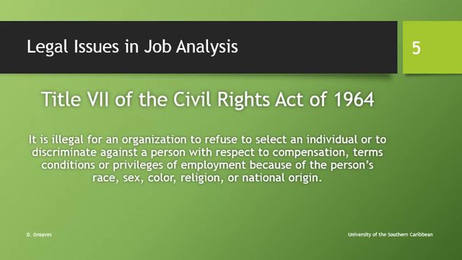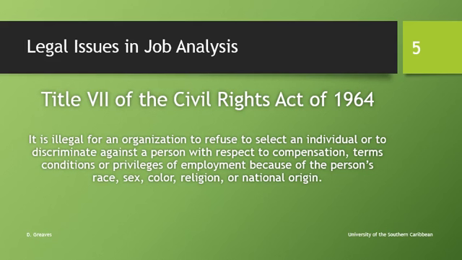Originally, Title VII covered employers, employment agencies, and labor organizations. Employers are defined as one who is engaged in an industry affecting commerce after July 2nd of 1968, employing 25 or more employees in 20 or more calendar weeks in the current or preceding calendar year.